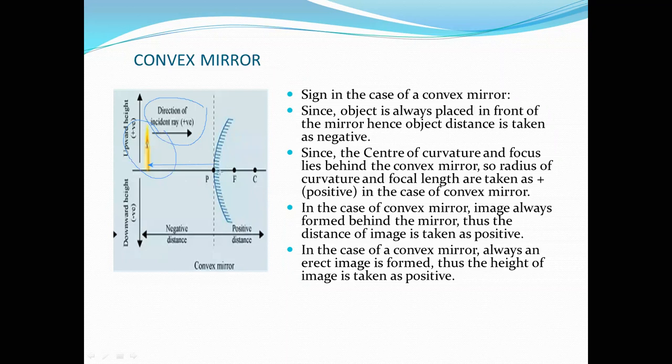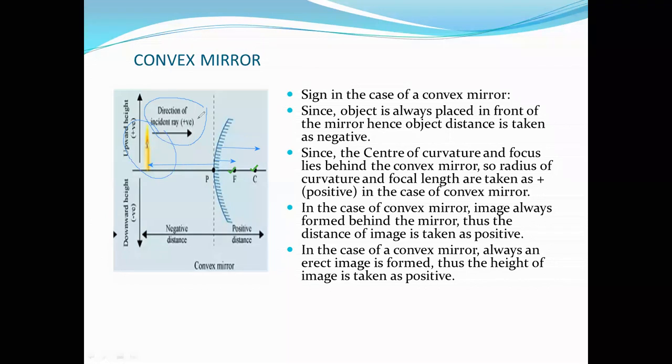This is the convex mirror. The focal length, that is the length from P to the focus, and the radius of curvature, from P to C, the center of curvature, everything lies behind the mirror. So the focal length is from this to this portion, and the radius of curvature is from here to here. Look at the figure: both the arrows are in the direction of the incident light.